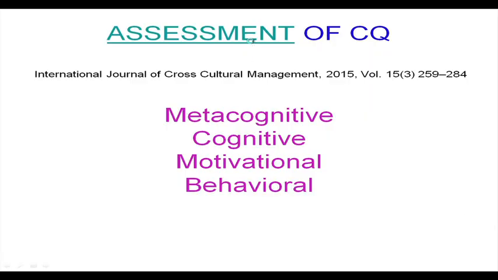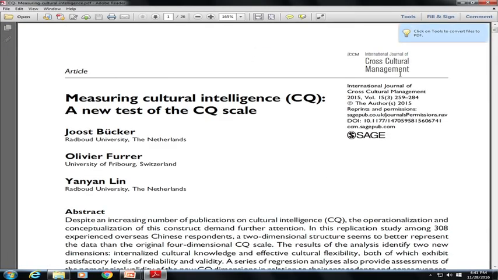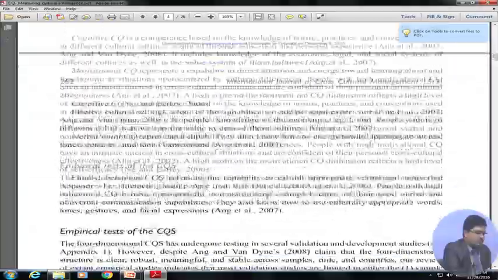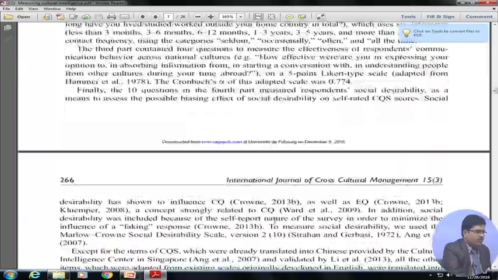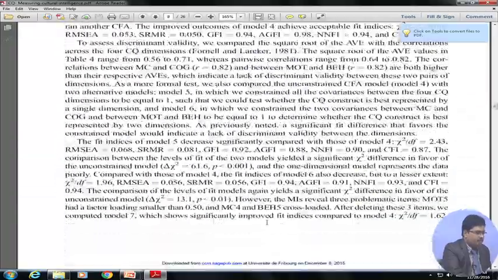2015. Here, these authors have developed a tool for cultural quotient assessment, where they tried to measure metacognitive quotient, cognitive quotient, motivational quotient, and behavioral quotients. So let's have a look at it. This is the article that was published in Cross Cultural Management, Measuring Cultural Intelligence. I will just show you some of the items. Yes, so these are some of the items.